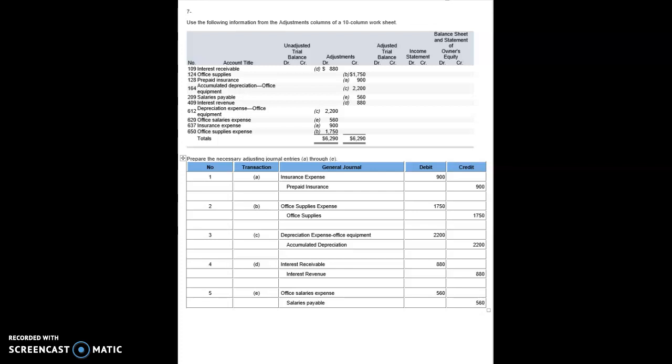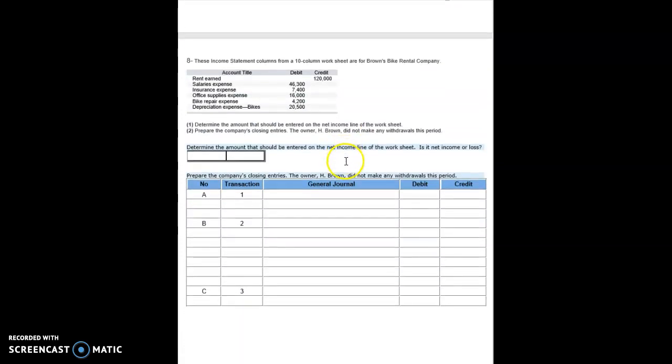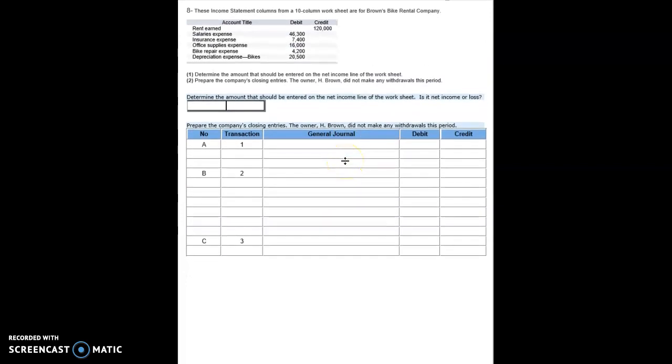All right, we have one more that we're going to look at, and these are closing entries. So in number 8, it has us identifying from the 10-column worksheet. It gives us some information. It gives us the earned revenue and then expenses. So they first say to determine the amount that should be entered on the net income line of the worksheet.